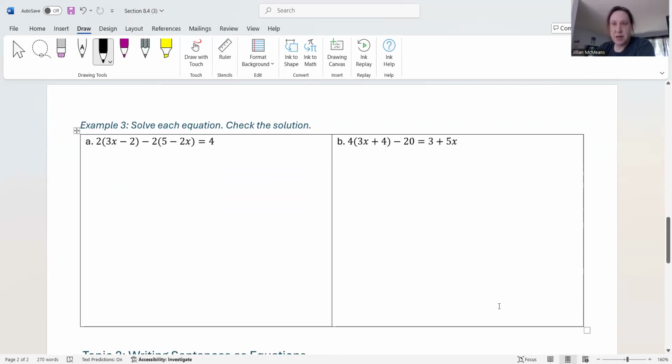So example 3, same thing, solve the equation, check the solution. So let's get to it. I don't know why I did 2 examples here. Maybe I wanted to do 4 parts to the first example and it just wouldn't fit on that page. I don't know. But anyway, let's keep going.